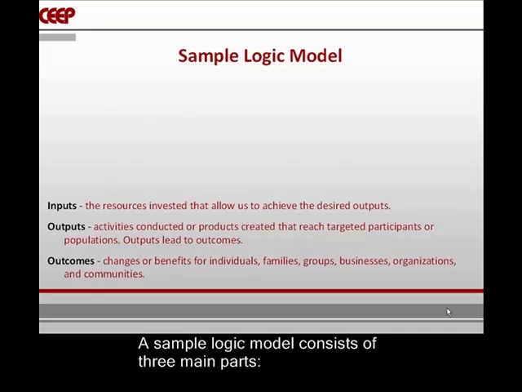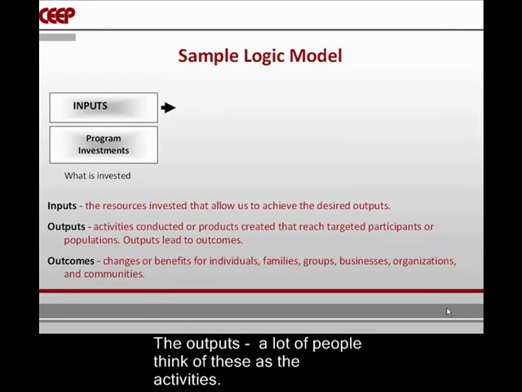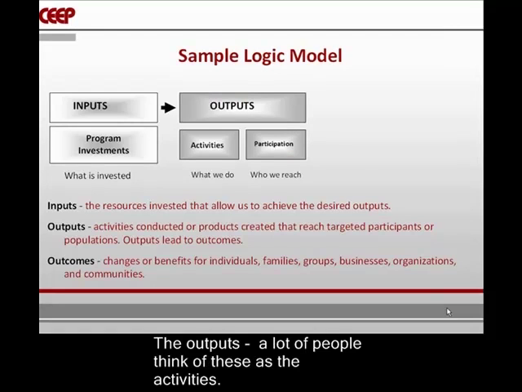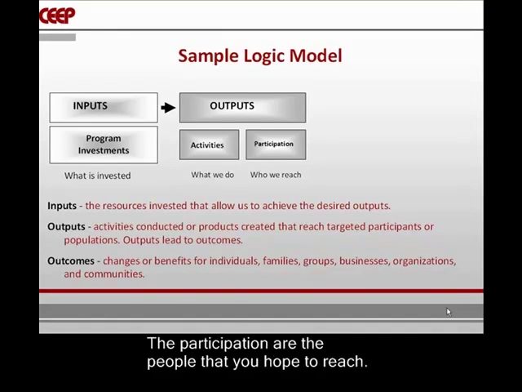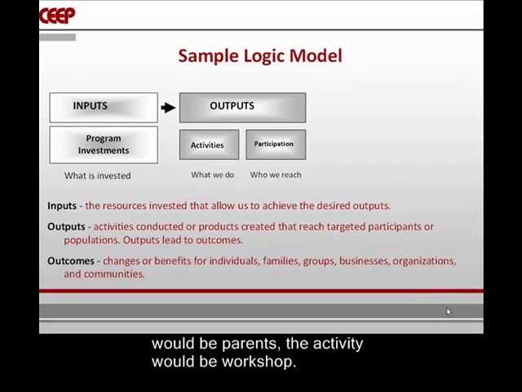So a sample logic model consists of three main parts. The inputs, and those are the program investments, what is invested in your program, those resources. Next you have the outputs. A lot of people think of these as the activities. These are the things that you are doing with your program. The participation are the people that you hope to reach. So if you're doing a workshop for parents, your participants or your participation would be the parents. Your activity would be the workshop.